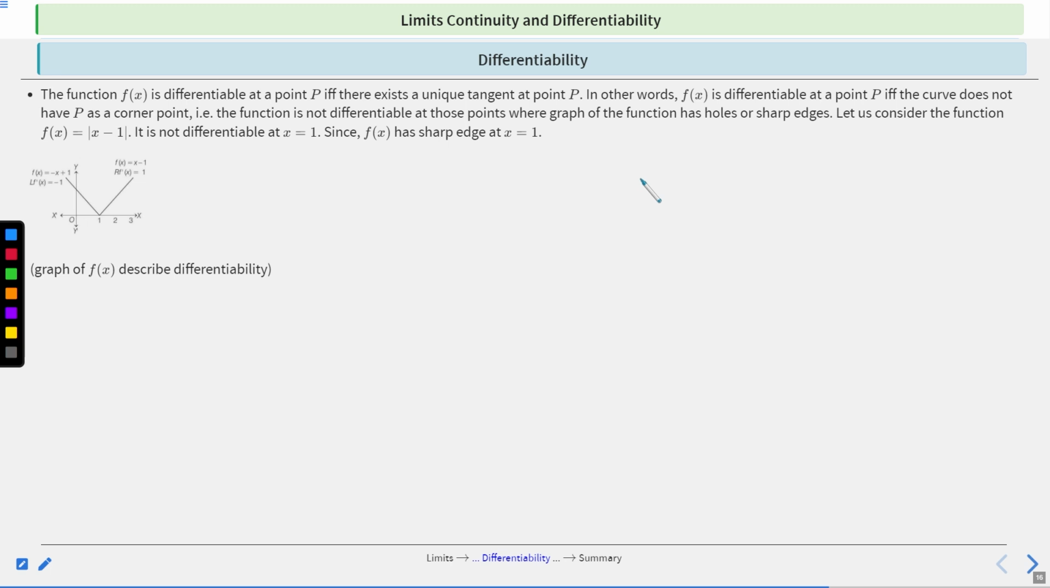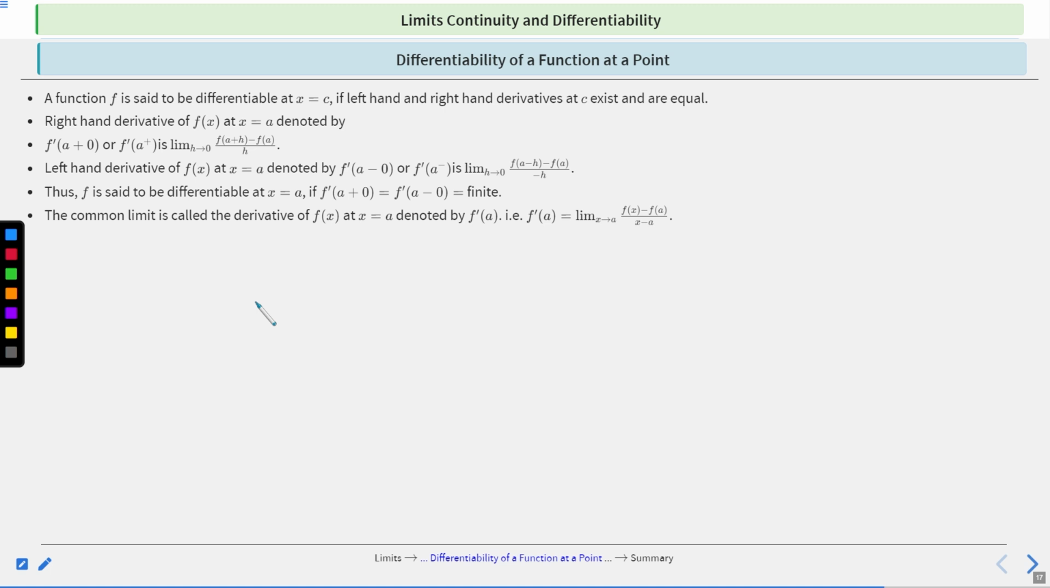That is, the function is not differentiable at those points where the graph of the function has holes or sharp edges, right? Let us consider the function f(x) equal to mod of x minus 1. It is not differentiable at x equal to 1 since f(x) has a sharp edge at x equal to 1, right? Clear? This is basically the graph of f(x) describing differentiability.